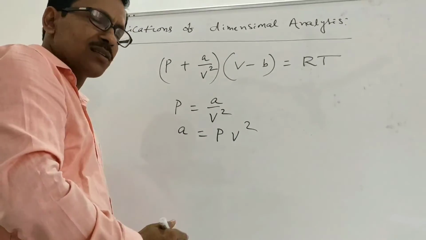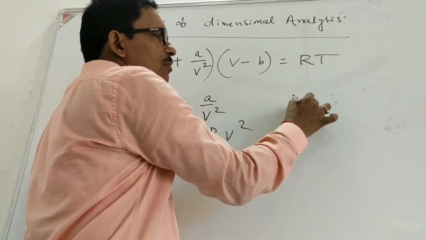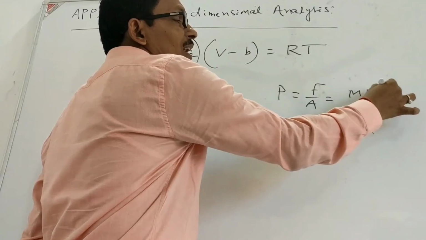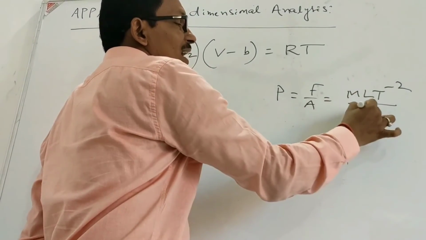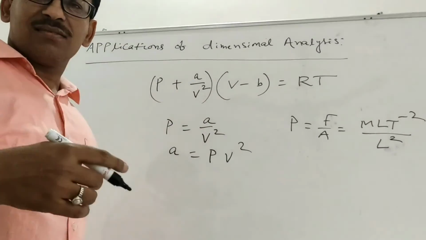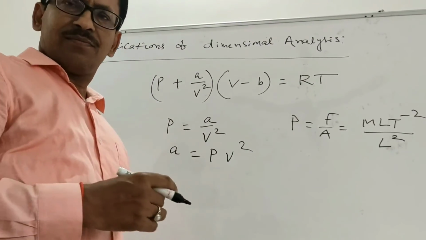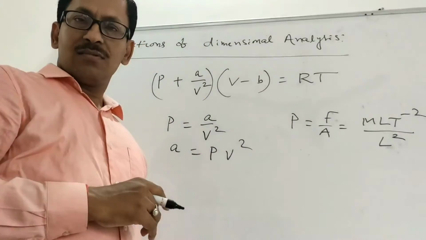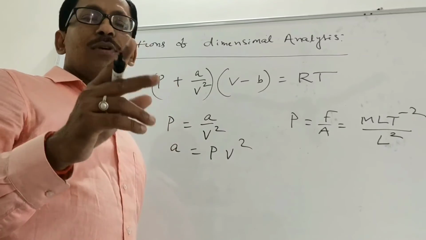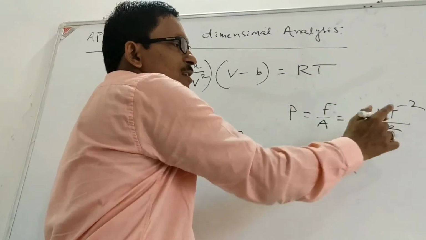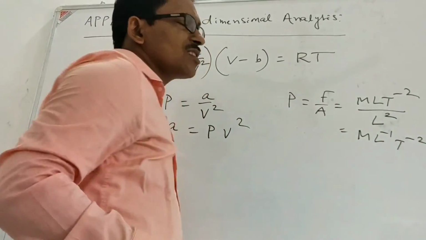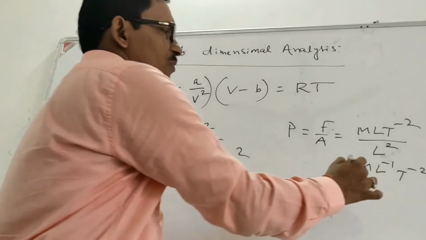Here P is the pressure. What is the dimensional formula of pressure? Pressure equals force by area. Force is M L T minus 2 divided by area, which is L square. Any area is length into length, length into breadth, L square. Suppose the area of a circle, pi r square: pi is a constant, no dimension, r square is L square. So the dimension of area is L square. So what you will get is M L minus 1 T minus 2. This is the dimensional formula of pressure.